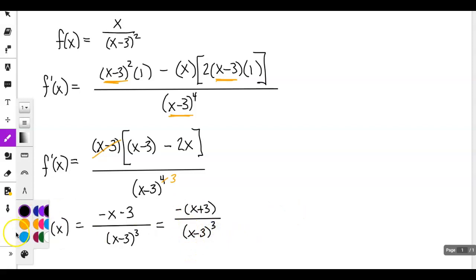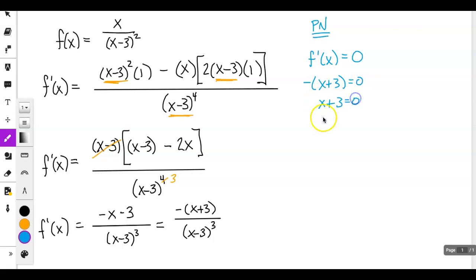So there's my derivative. Okay, so here we go, partition numbers. My partition numbers are where my derivative is 0. So that's where I have a fraction. So all I have to do is set my numerator equal to 0. So I get x plus 3 equals 0, and I get x equals -3. So that's one partition number. My other partition number, or numbers, is where my derivative is undefined. So I set the denominator equal to 0.